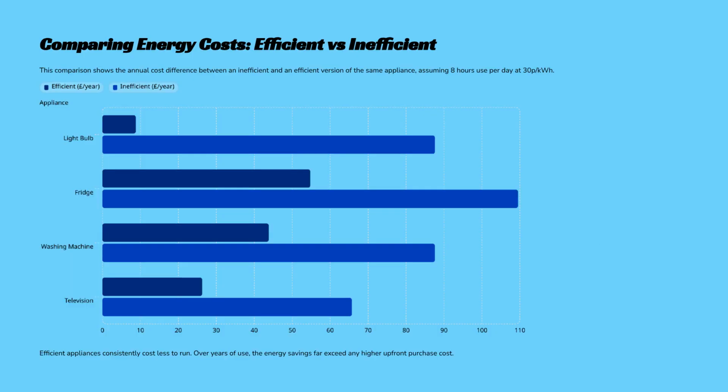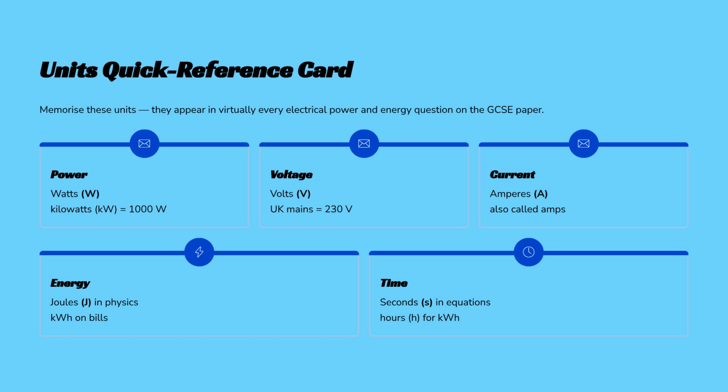Comparing costs between efficient and inefficient appliances reveals why efficiency matters. Over the lifespan of an appliance, the energy savings from efficient models usually far outweigh the initial purchase cost. Keep this quick reference card for standard units handy. You will need to know these for your exam. Watts for power, volts for voltage, amperes for current, joules for energy, and seconds for time.